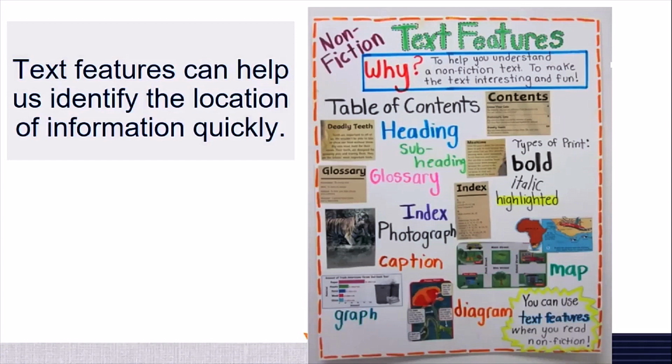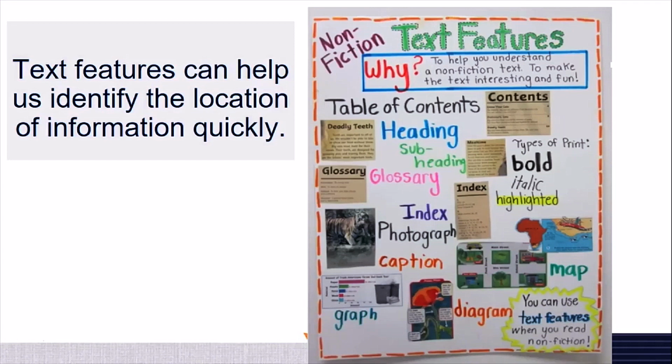Table of contents, heading, subheading, glossary, index, photograph, caption, graph. There are also different types of print that we might see. Bold print, italic print, and highlighted. You might see a map or a diagram.